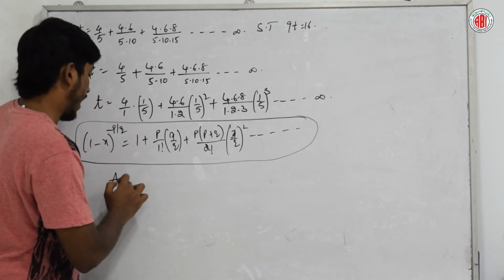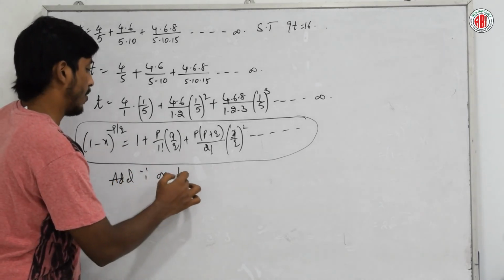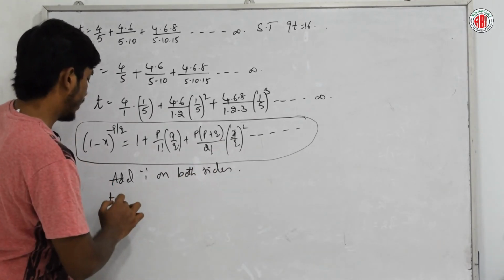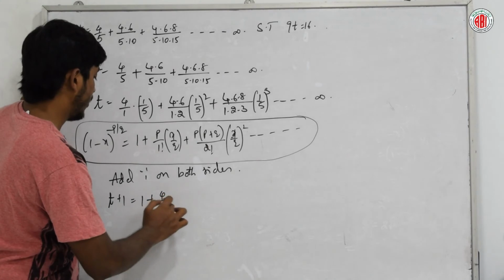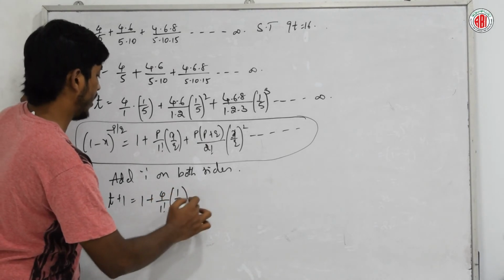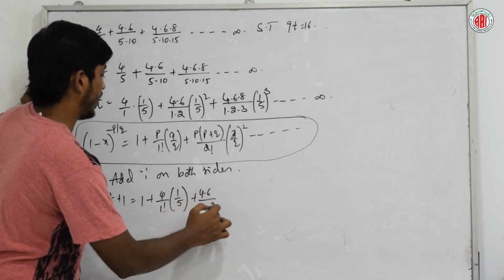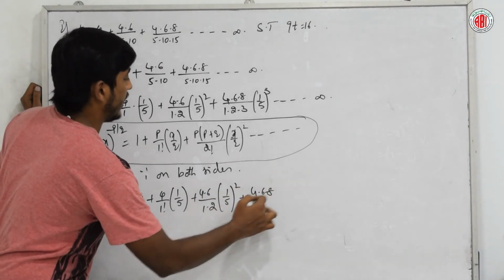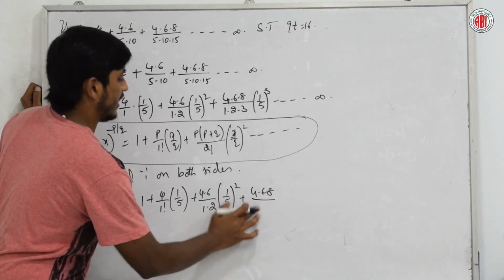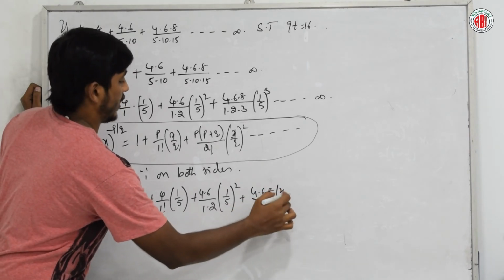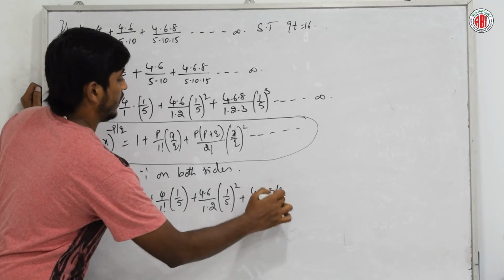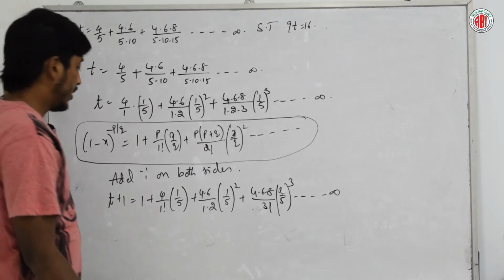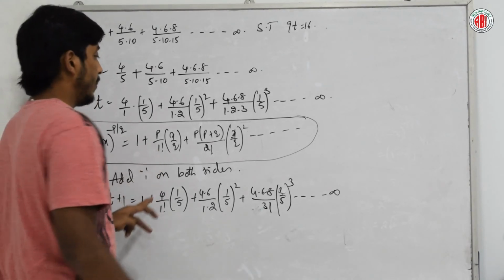So let me add 1 on both sides. That will be t plus 1 is equal to 1 plus 4 by 1 factorial into 1 by 5, plus 4, 6 by 1, 2 into 1 by 5 whole square, plus 4, 6, 8 by 3 factorial into 1 by 5 whole cube and so on up to infinity. Right? Just compare. What is p?